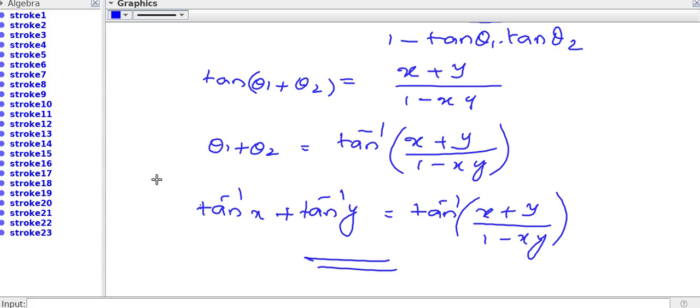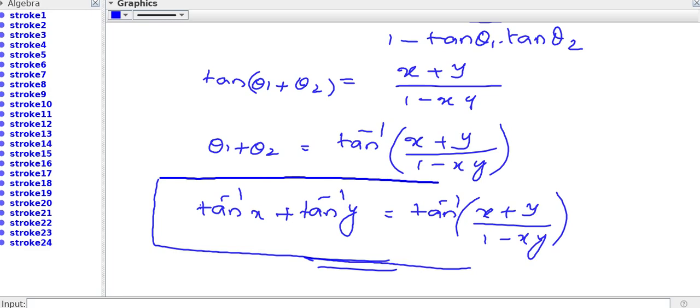So this is a very simple problem, but you have to treat it in a particular way. After that you have to memorize this formula also. This is actually a formula that can be very useful from the entrance examination point of view. So tan inverse x plus tan inverse y is equal to tan inverse of x plus y by 1 minus xy.